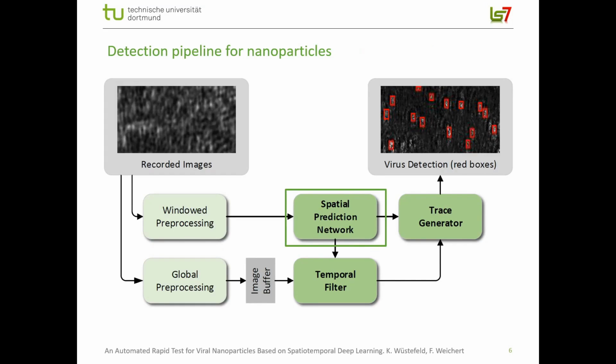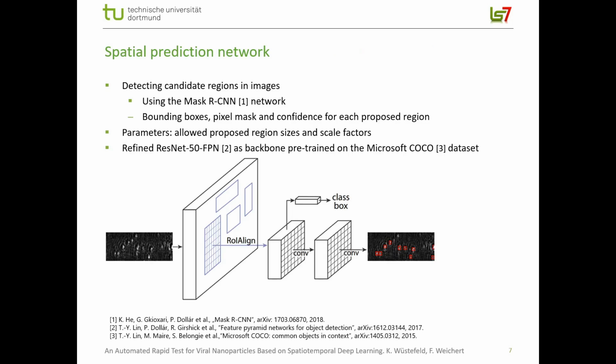Now we come to the spatial prediction network. This network has the task to propose regions that look like particles of interest. It returns three values: a pixel mask that marks all the pixels belonging to a proposed region, a bounding box around it, and a confidence score. As the Mask R-CNN provides all this information and has shown to be capable of solving the detection problem on natural as well as medical images, we choose this as our spatial predictor.